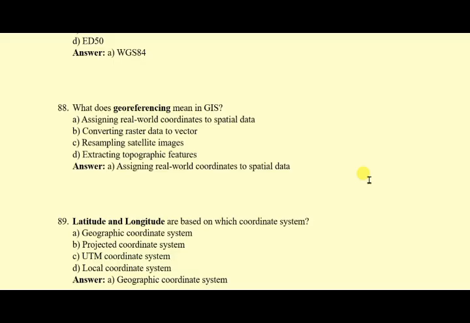88. What does georeferencing mean in GIS? Assigning real-world coordinates to spatial data, converting raster data to vector, resampling satellite images, extracting topographic features. So the right answer will be assigning real-world coordinates to spatial data.